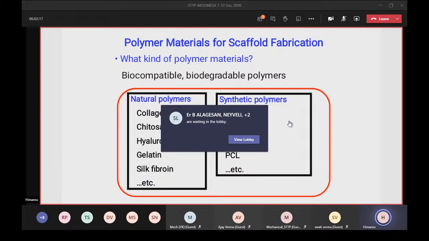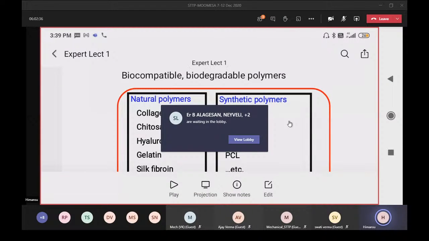Cells do not like this kind of behavior. If cells do not behave well, they will not stick to the surface. This is very important. Natural polymer can give the surface, but synthetic polymer cannot. So what happens? We can mix the two criteria, the natural and synthetic polymer.